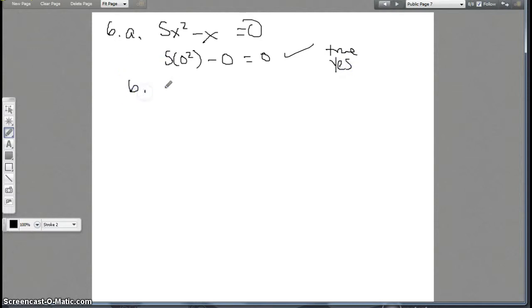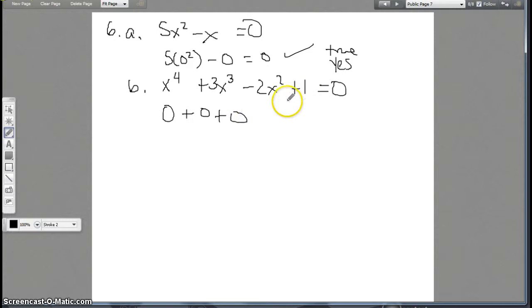Part B uses the equation x to the 4th plus 3x cubed minus 2x squared plus 1 equals 0. Again, we're going to plug in 0. 0 to the 4th is 0. 3 times 0 to the 3rd is 0. Negative 2 times 0 squared is 0. And then we have plus 1. That's actually going to equal 1, so that is not true. So our answer here would be no, or you could say false.